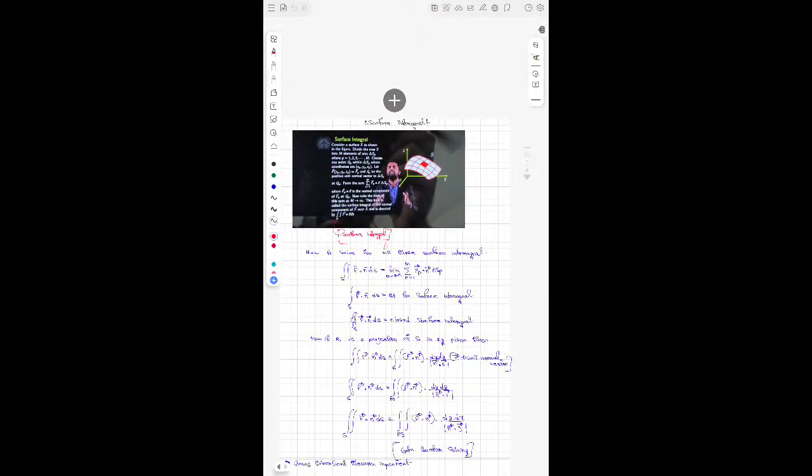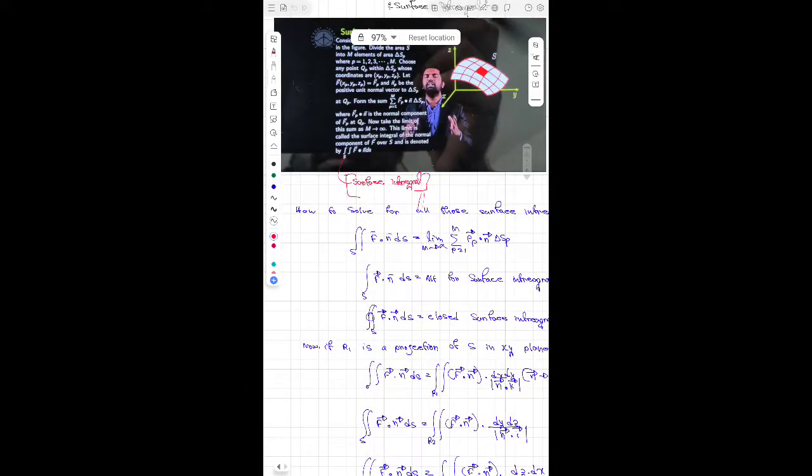So surface integral, that is the surface we are taking a value. Here it says, consider a surface S shown in the figure, divide the S into m elements. So what we are doing, we are dividing the S into m elements, and then del Sp is the small part, where p equals 1, 2, 3, the pth region. Choose the point Qp in del Sp, whose coordinates we are taking.